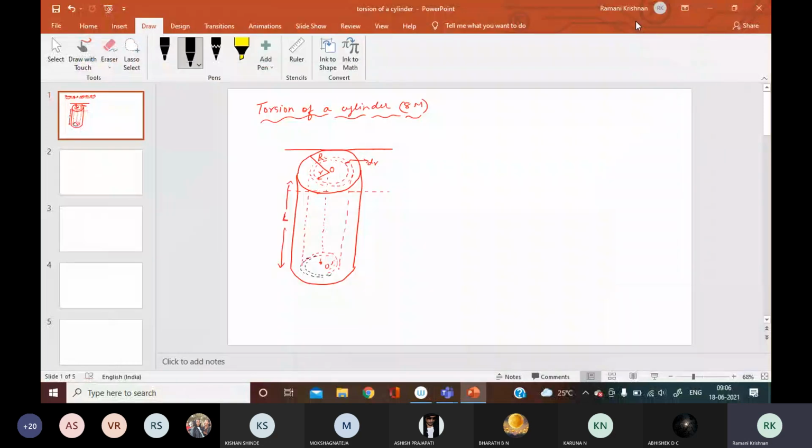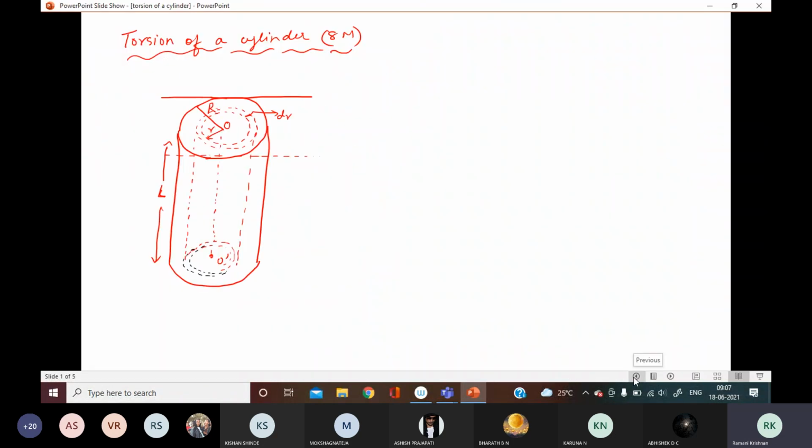So students, today we are seeing the torsion of a cylinder. This is the diagram I have drawn. Let us consider a cylinder. It can be a wire also. I have taken a cylindrical body which is fixed at one end.